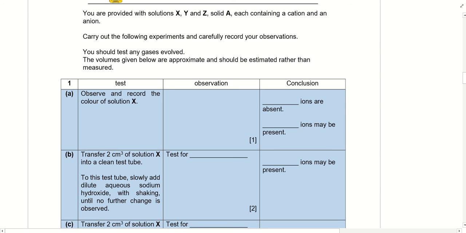Hi everyone. So this is the first question, where it is for solution X. When you first look at solution X, you notice that solution X is actually colorless.